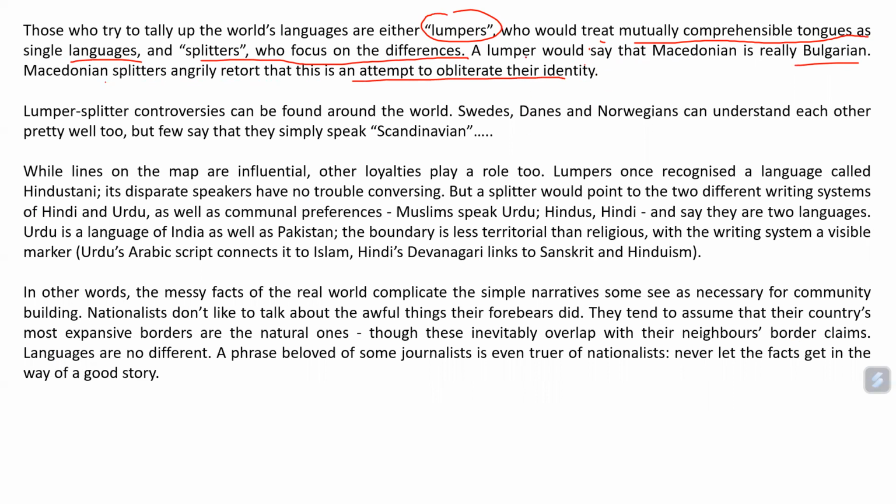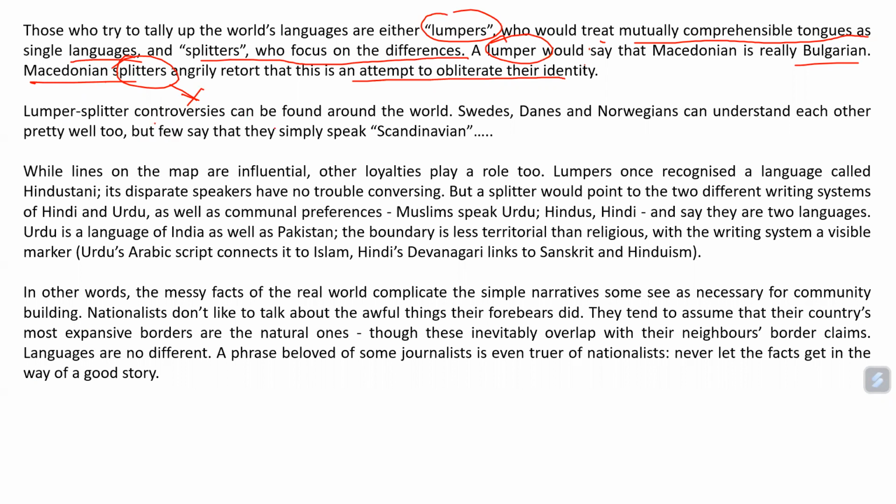So obviously lumpers find all languages alike, whereas Macedonians, the splitters, feel that there are some differences, and if someone is saying that both are the same, that means it's not a good gesture towards their language, and it's an obliteration of their identity.